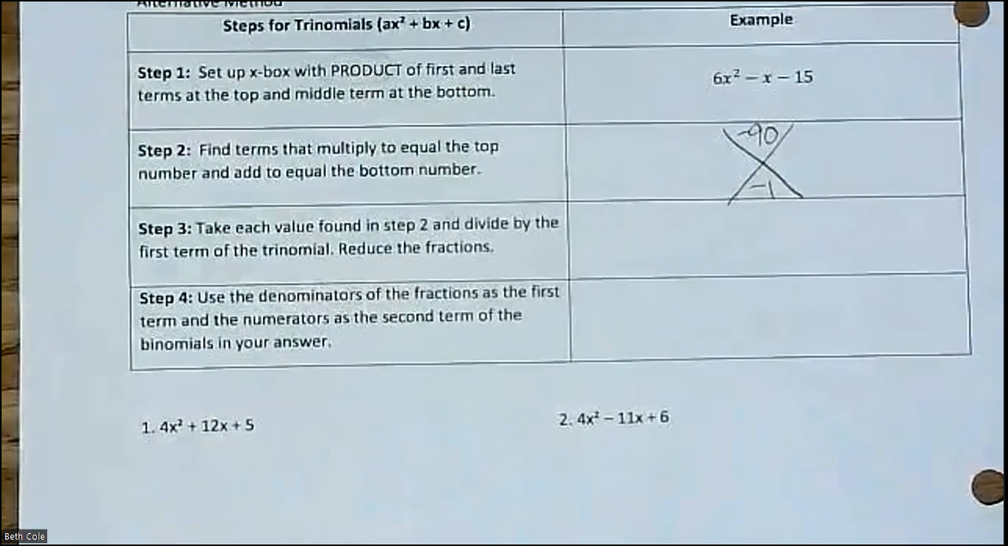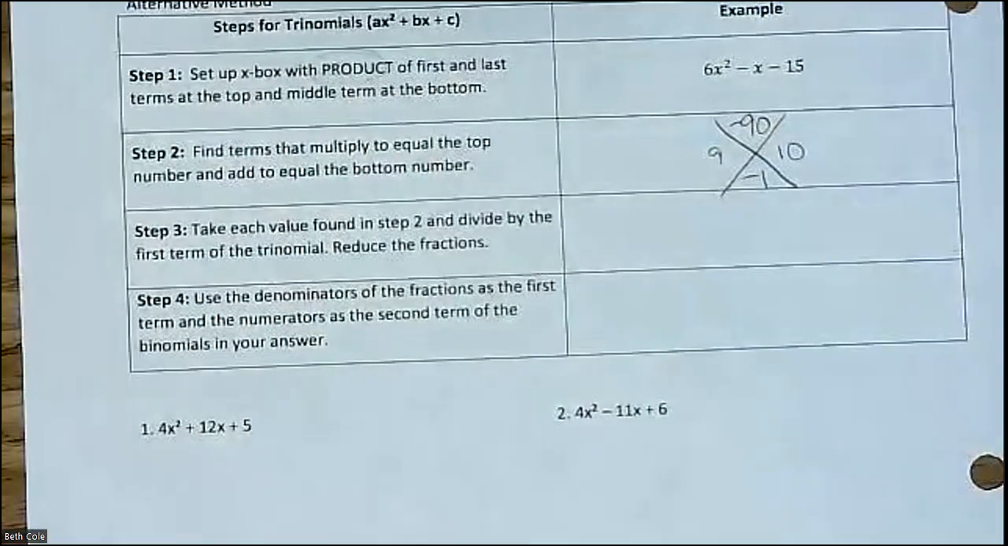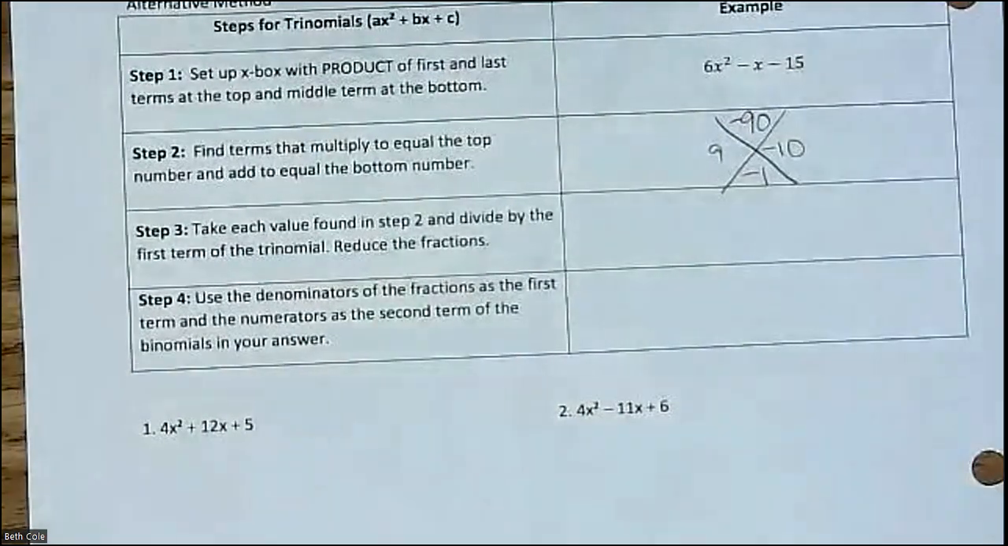Can you think of some numbers that multiply together to equal 90? 9 and 10. It will be 9 times 10. Now something's going to need to be negative. Negative 10. All right, are we good to that step? It's not super different than what you did before.